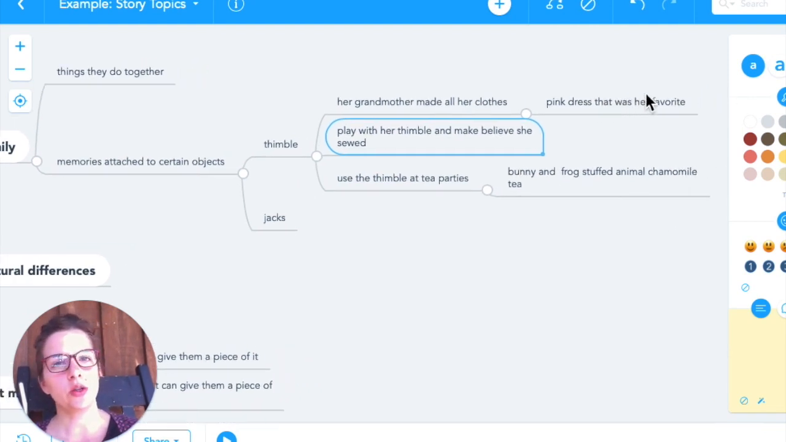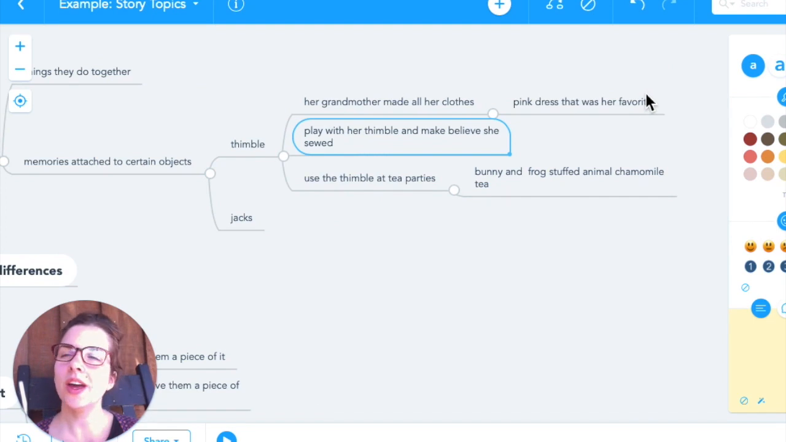Maybe they had a pink dress that was their favorite, and they're like, oh yeah, I remember that. Buddy, shh. And maybe they remember that they used to have thimbles full of tea parties because they read the book Thumbelina, and that was their inspiration. I don't remember if that's an actual thing. It's been so long since I read that book. But anyway, you get the idea.